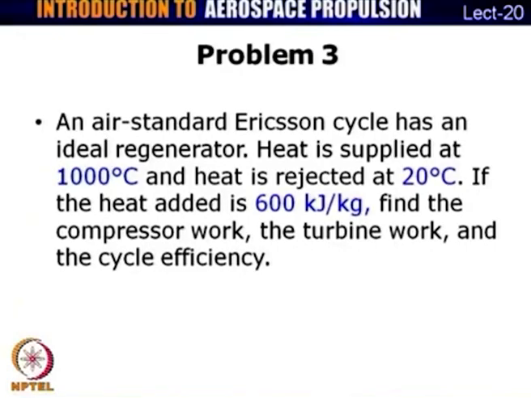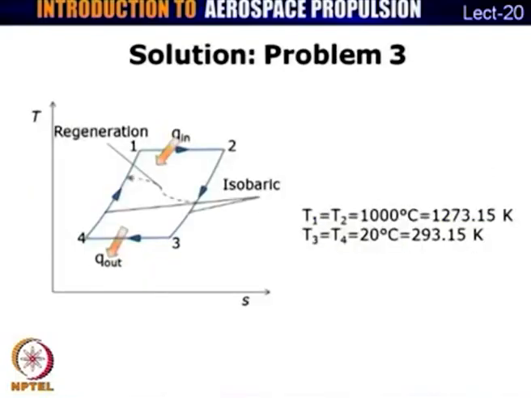So, in an Ericsson cycle, for this particular problem, we have the temperatures at which heat is added and heat is rejected, and also the amount of heat that is added in this particular cycle. We have already discussed the PV and TS diagrams for Ericsson as well as for Stirling cycles earlier on. So, what I have used here is a TS diagram for this Ericsson cycle, and an Ericsson cycle is characterized by isothermal heat addition, isothermal heat rejection and constant volume regeneration processes.